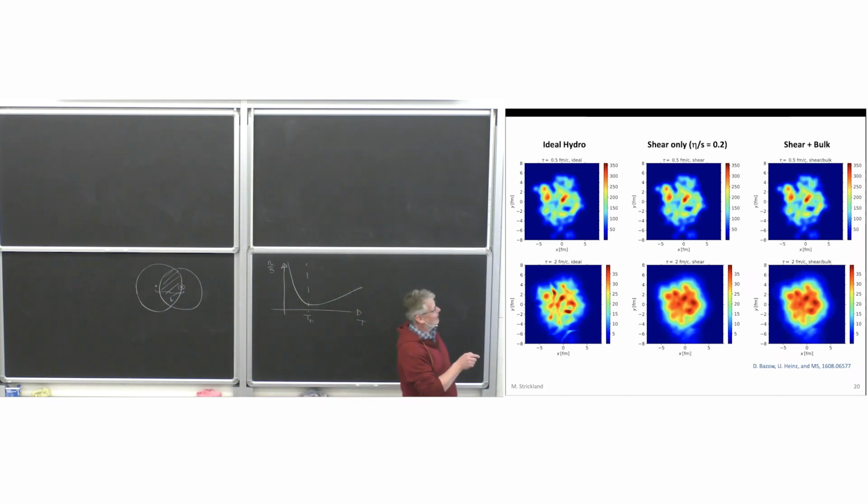The top row shows you the initial condition, which is the same for all 3 cases, and then the bottom shows you what they look like evolved 2 Fermi over C forward in time. So this is on the next hypersurface up. Is that clear?